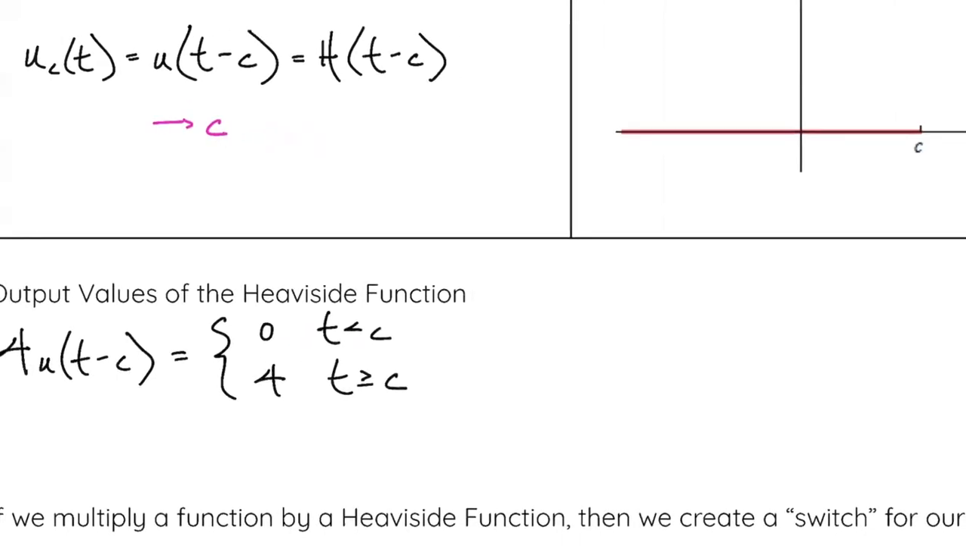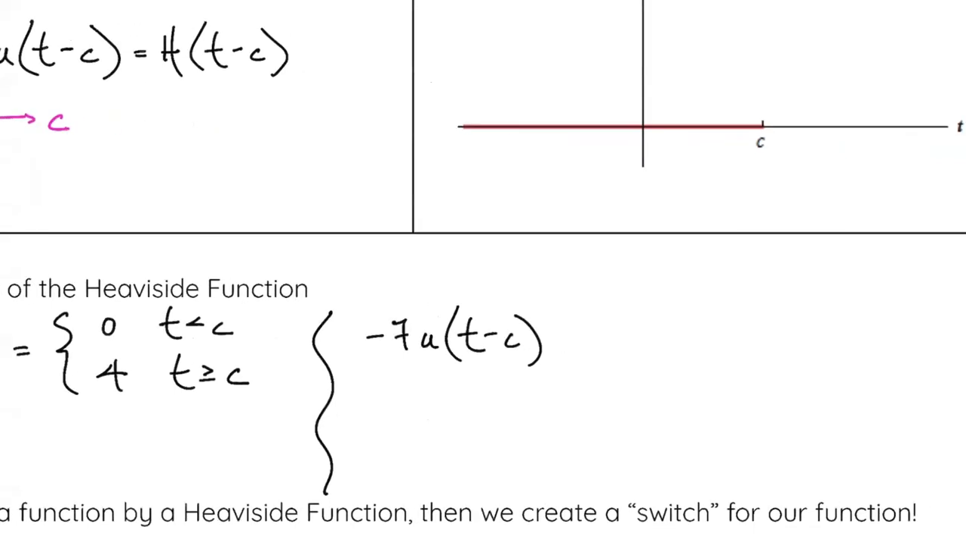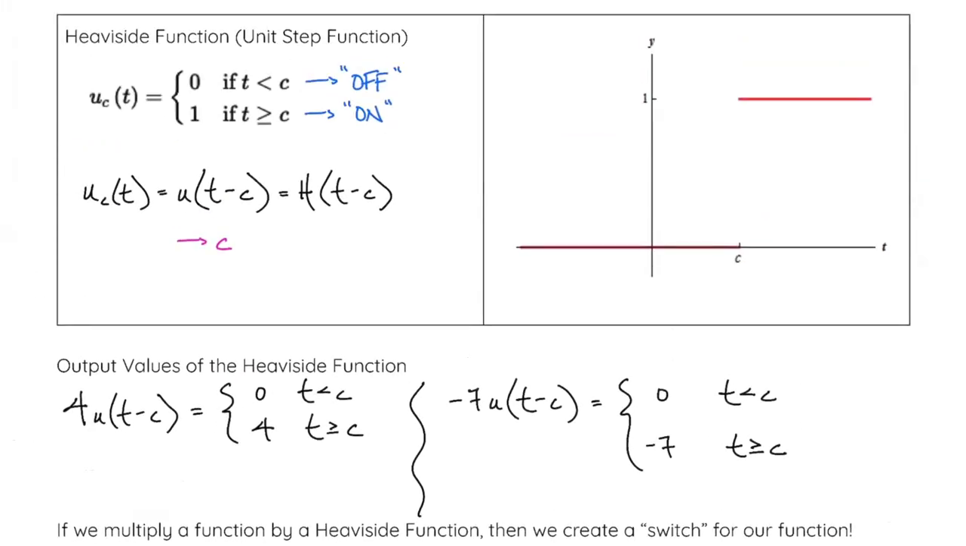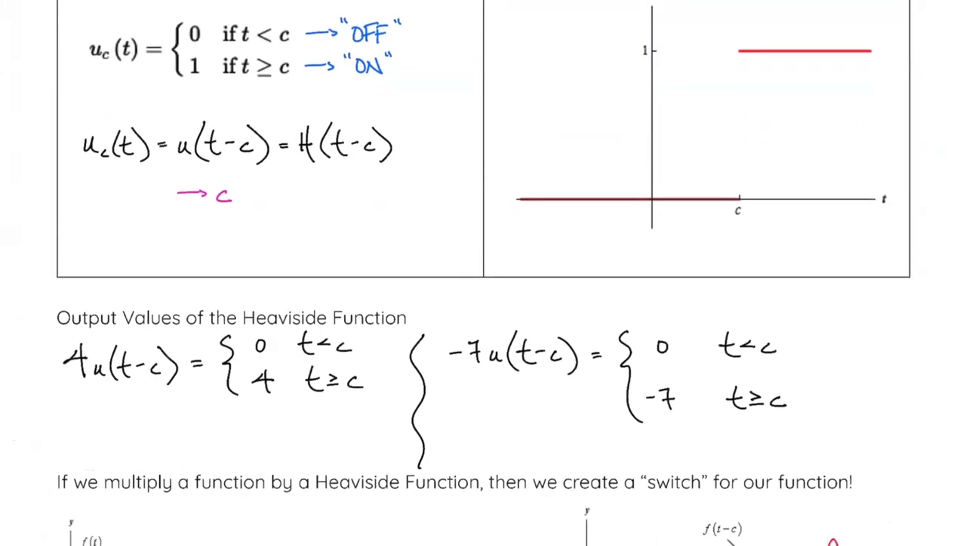Or if we wanted it to have a negative value, let's say we multiplied it by -7. Well, what does that do? It changes our piecewise function to be 0 when t is less than c. But when t is greater than or equal to c, now our function will have a value of -7, right? So it doesn't just have to be 0 and 1. It could be 0 and a different number depending on what we multiply by, all right?